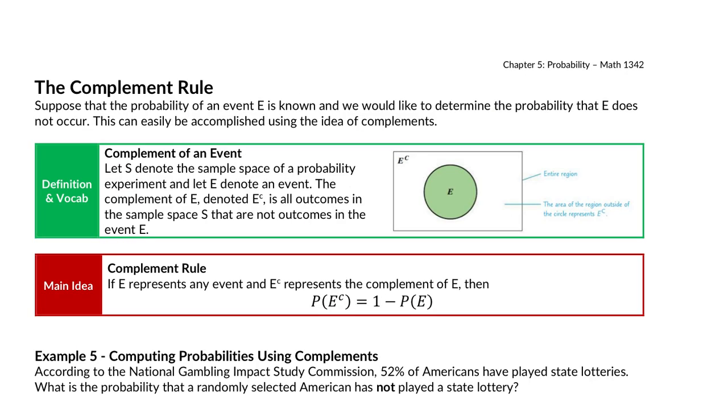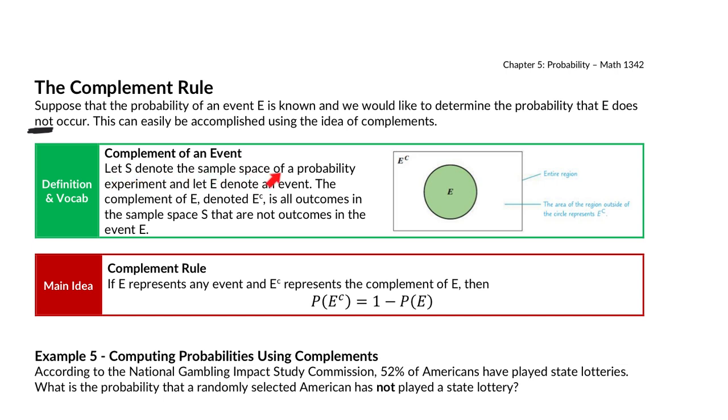The last rule we're going over today, it's not the last probability rule, but the last rule is called the complement rule. Suppose that our probability of an event E is known, and we would like to determine the probability that E does not occur. Give that not a big underline. This can easily be accomplished through the idea of complements. The concept of complements feels really straightforward, and it is. Don't let it get too complicated.